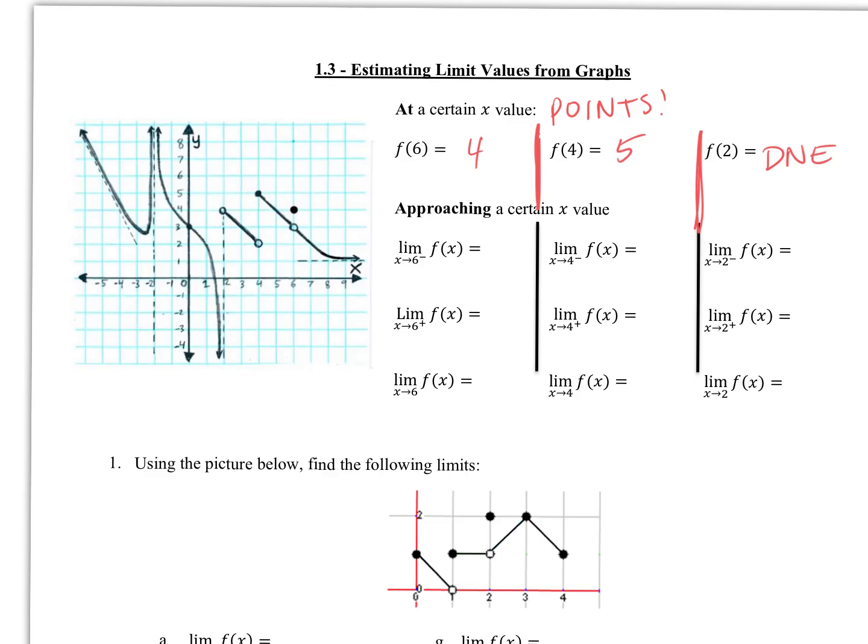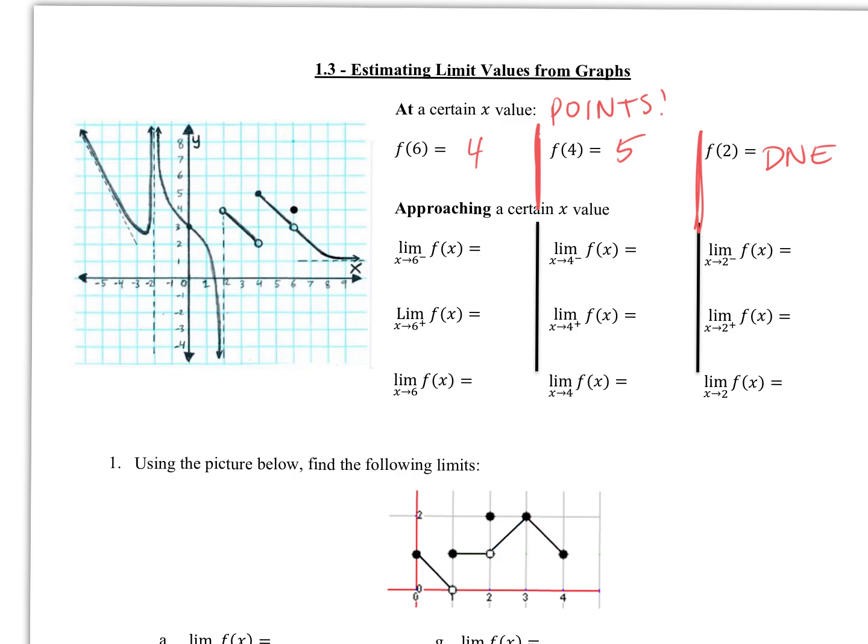Check this out. This one is saying, hey, what's the limit as x approaches 6 from the negative side? Here's 6. Do you think the negative side would be pink or green of 6? The negative side of 6. Yeah, it's going to be the pink side because aren't my negative numbers always on the left?